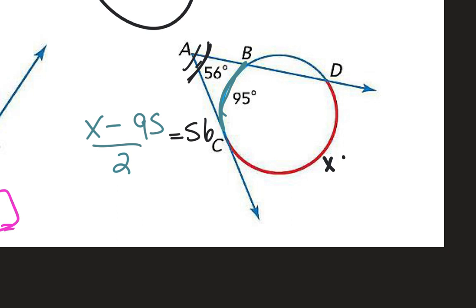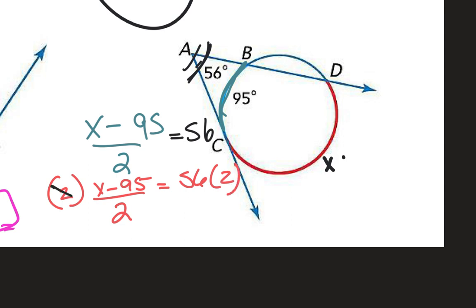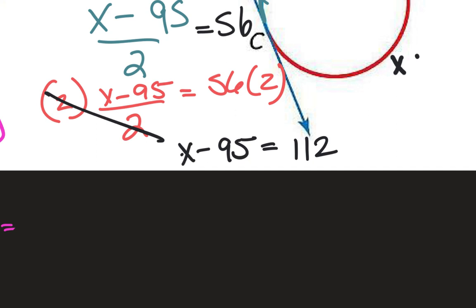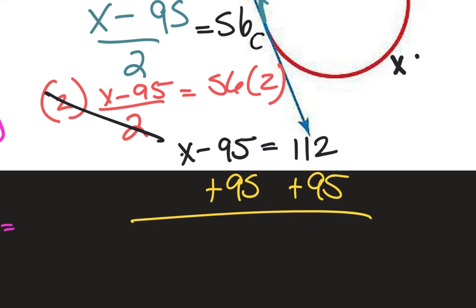So if X is your arc, that means you must have your angle. Okay? So what's the opposite of dividing by 2? Multiplying. So you're going to multiply X minus 95 divided by 2, and you'll also multiply 56 by 2. A reminder that these 2's cancel out. X minus 95 equals, what's 56 times 2? 112, good. So what are we going to do with the 95? Add it, right? Because the opposite of subtracting is to add. So we're going to add 95. So what is X equal to?